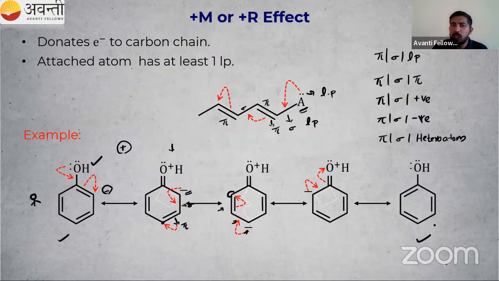So charge separation is developed. Here OH is giving electrons to the ring carbon chain, so we can call it a plus M group or plus R group. Is that clear to you? In the chat box, you have to reply. Is that clear to you? Me and my friend, my good friend.